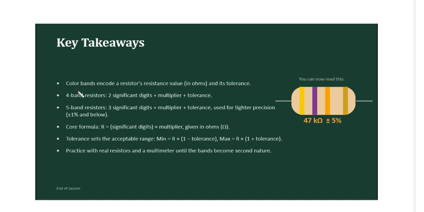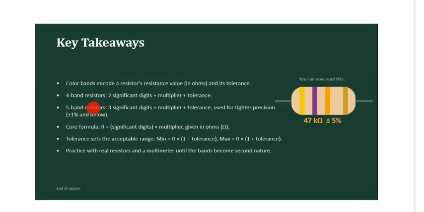Okay, so the key takeaways here is that color bands encode a resistor's resistance value in ohms and its tolerance. All right, the 4-band resistors. For a 4-band resistor, the first two colors are digits. Then the next color is the multiplier, and then the next color is the tolerance. The tolerance is often a little bit farther away from the other colors.